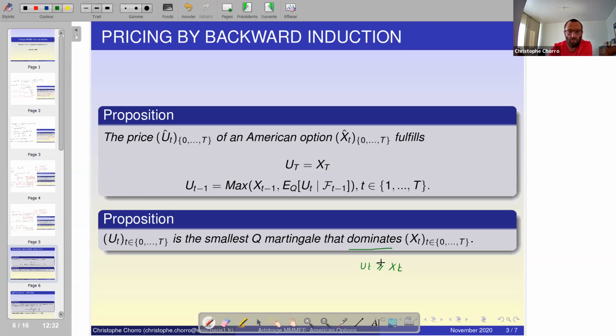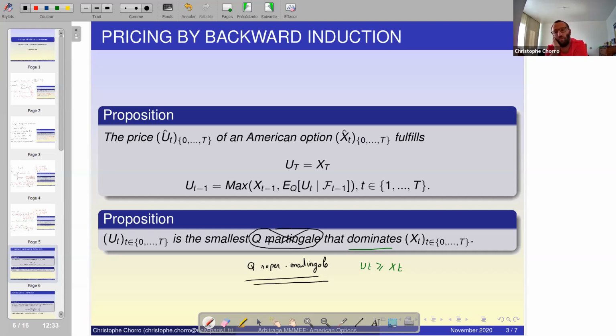Excuse me, it's not a martingale here. So I have made a mistake in the slide. So it's not a martingale here. It's not a Q martingale. It's a Q super martingale, not a martingale. Super martingale, not martingale here. Be careful about this.